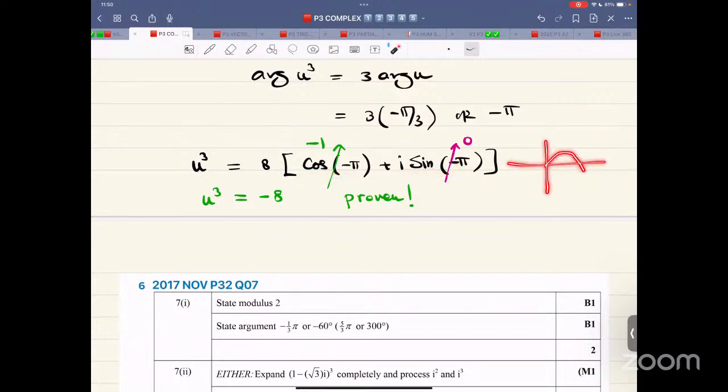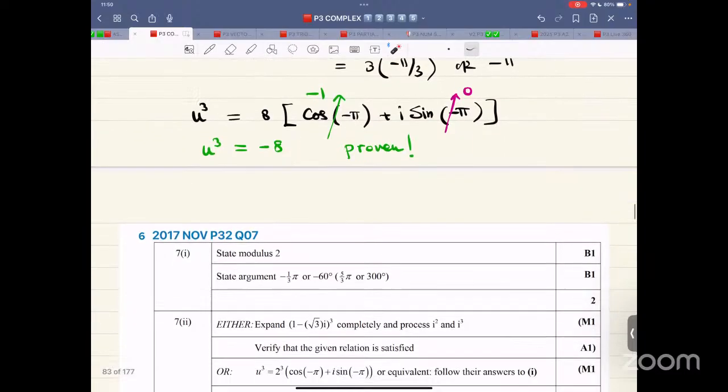Cos of negative 180 is minus 1. Negative 180 means negative pi. So therefore, we are left with u cube is equal to negative 8.